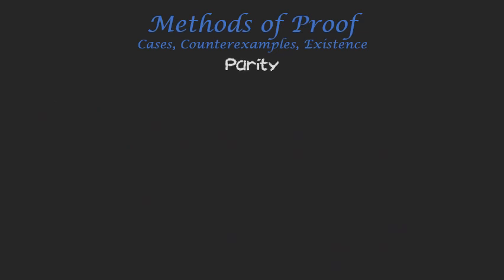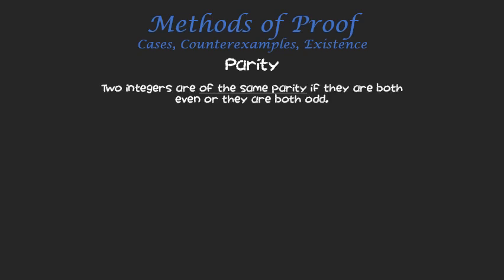Let's take a look at one more example of a proof by cases, and this will involve something called parity. So what is parity? If you haven't read through the chapter yet, you won't know, but parity just means that they're either both even or both odd. So we say two integers are of the same parity if they're both even or they are both odd. So two integers would have opposite parity if one is even and the other is odd. So that's the idea of parity.